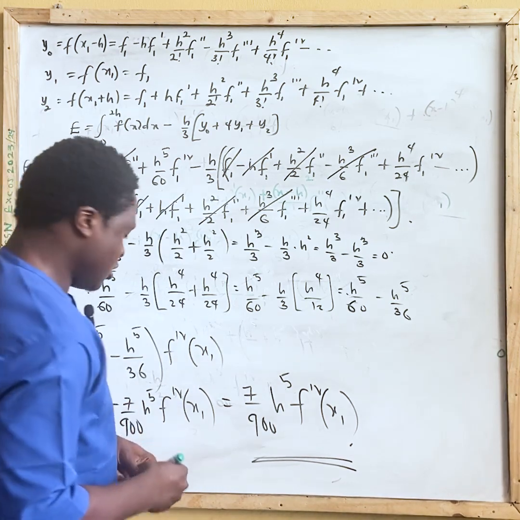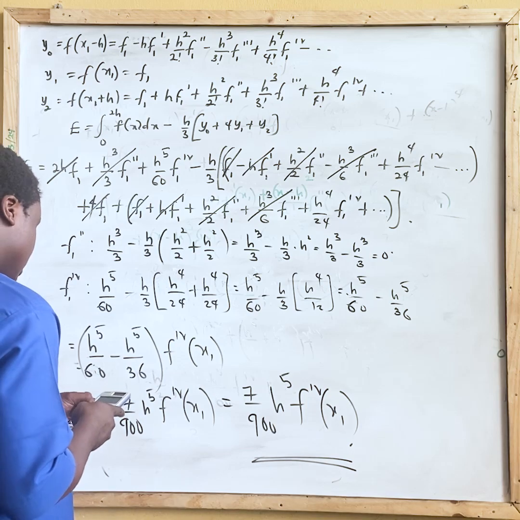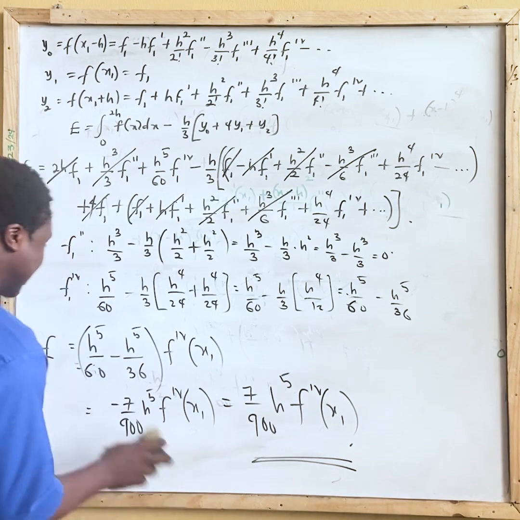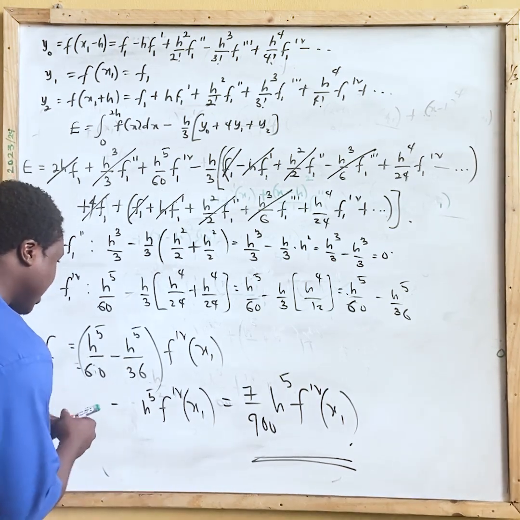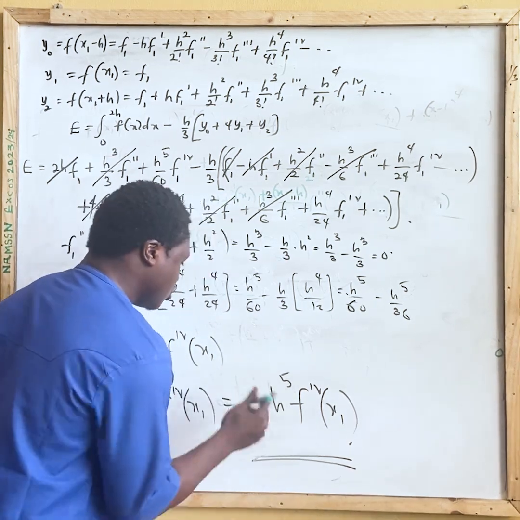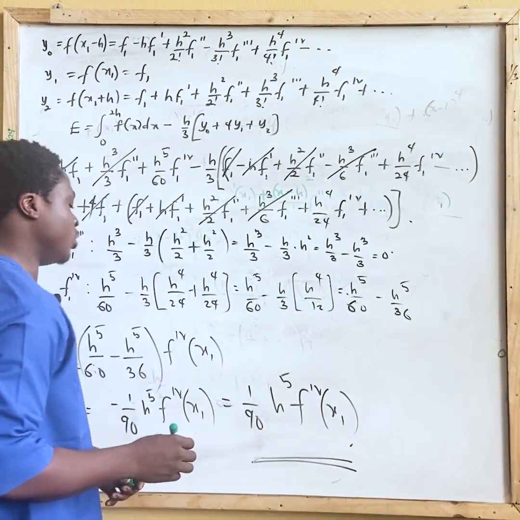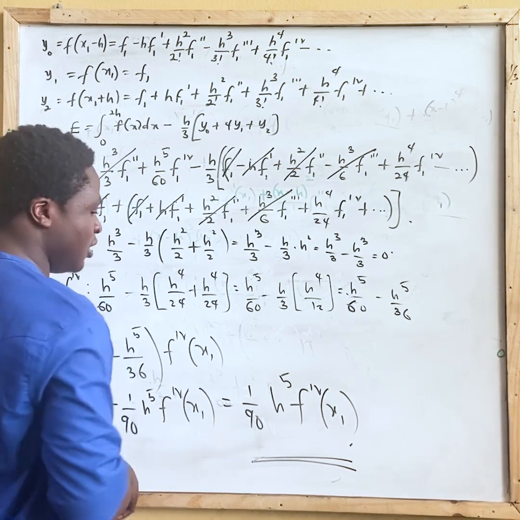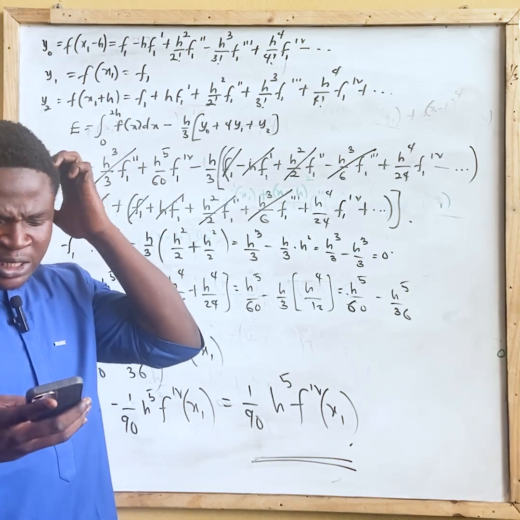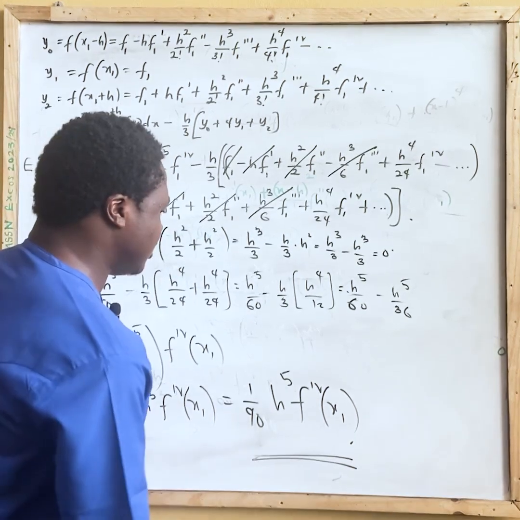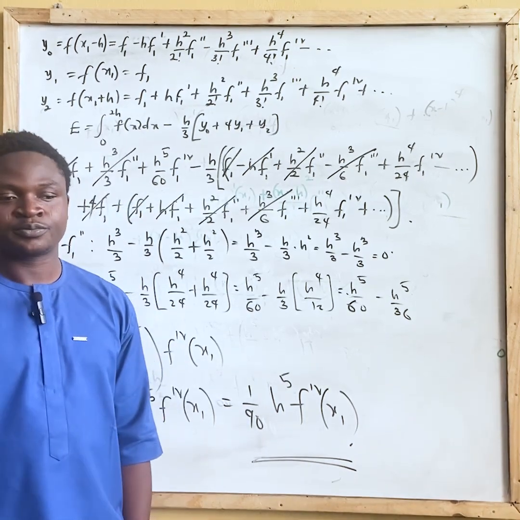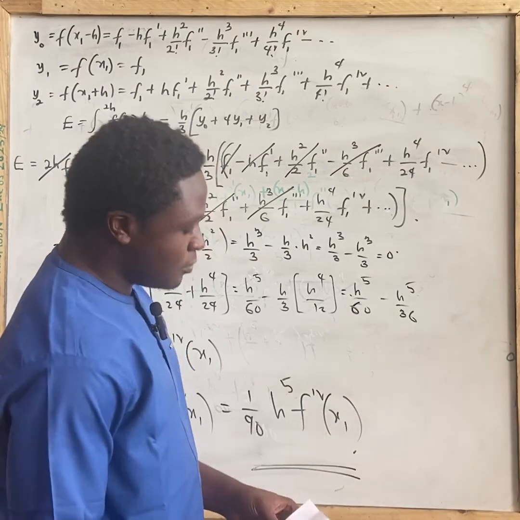So let's see again. If I combine, I'll have 1 over 60. That's a minor error. So that's minus 1 over 90. And by the absolute value, I have it to be 1 over 90. So this is the error of the Simpson 1/3 rule. And of course, it is a fifth order accurate error. So that answers question 3b.